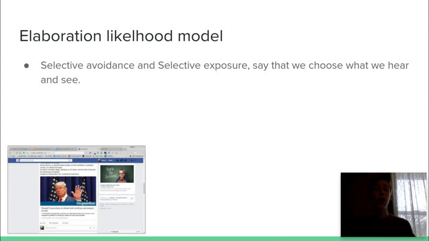Now, to continue the elaboration likelihood model, we have selective avoidance and selective exposure. It's what we choose to hear and say, and we really want to avoid what we disagree on. So on Twitter or Facebook, we may avoid political things that aren't of our party. For example, if you're a Republican, you're not going to look for Democratic things, and if you see that, you're going to ignore it, and that's selective avoidance.